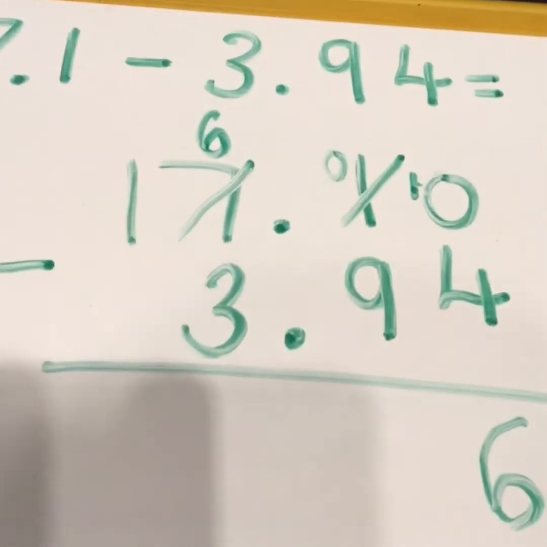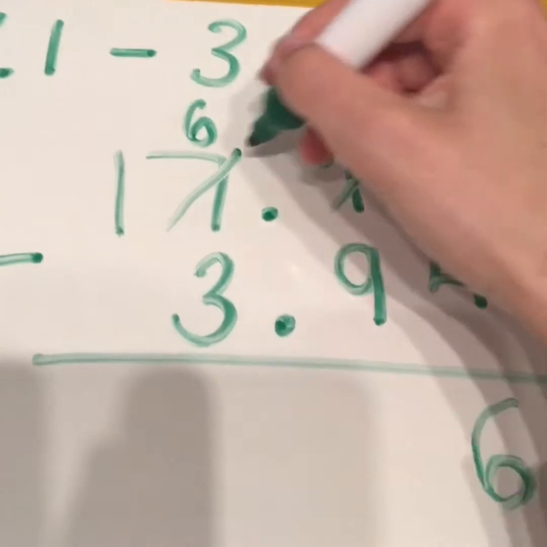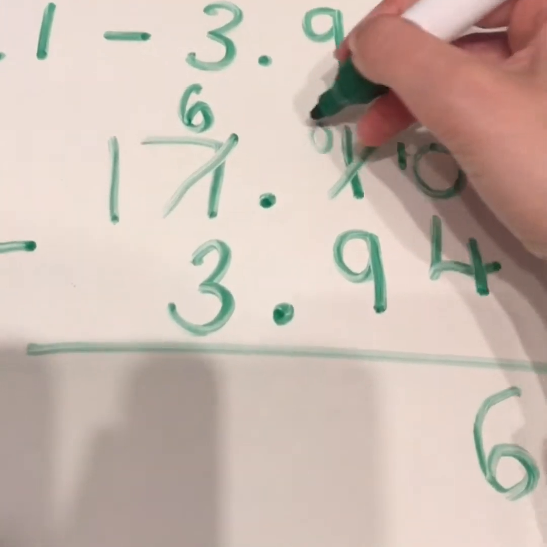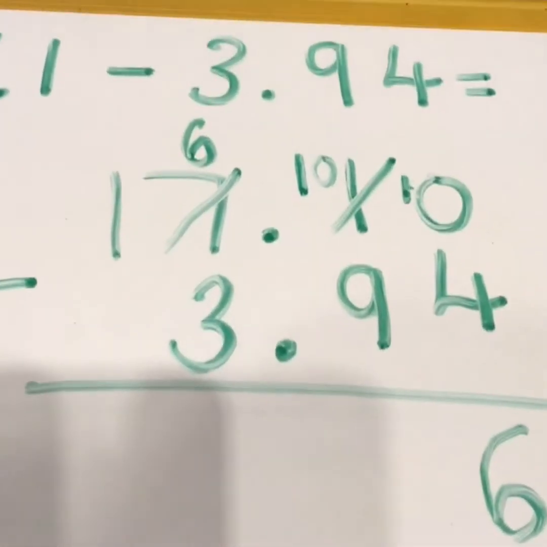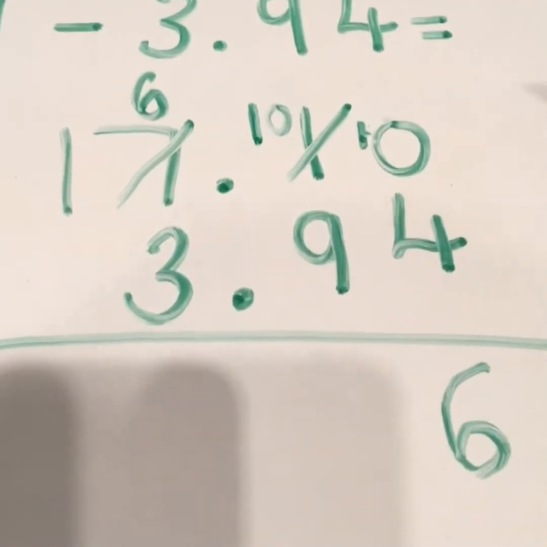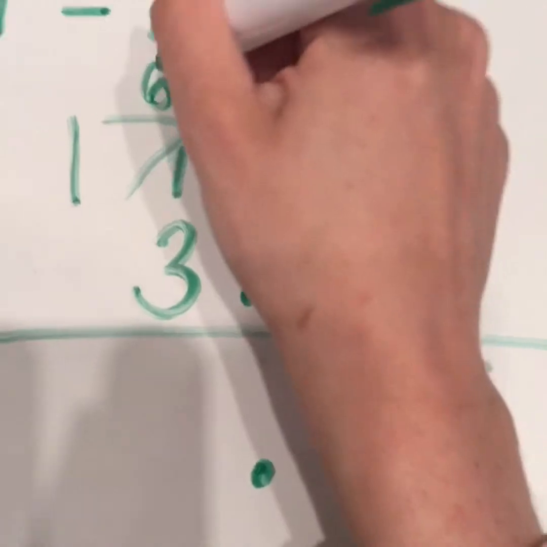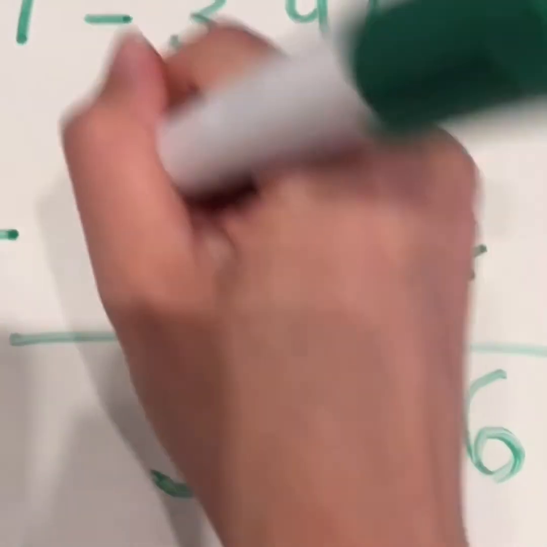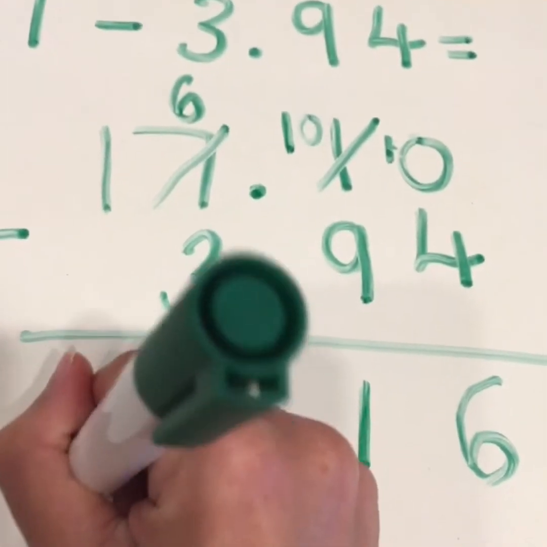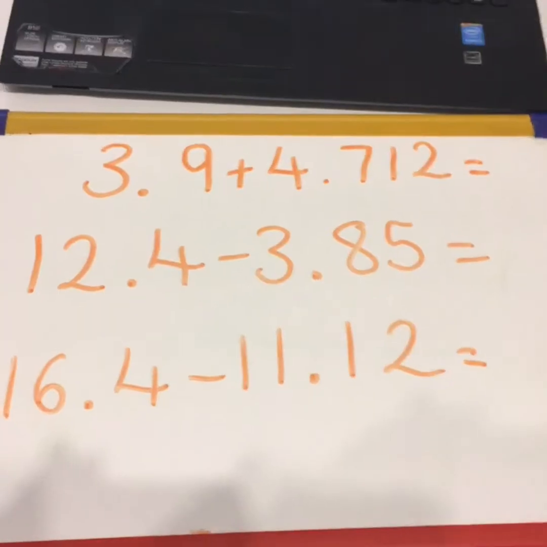I'm going to rename that as 6 ones, and I'm going to rename that 1 as 10/10 because 10/10 makes 1 whole. We know that. So then 10 take away 9 would be 1. Don't forget my decimal point. 6 ones take away 3 ones is 3. 1/10 take away nothing would be 1/10, and there would be my answer.